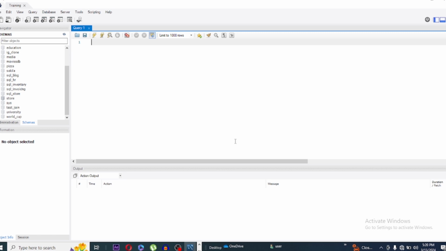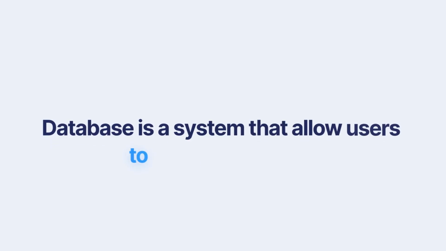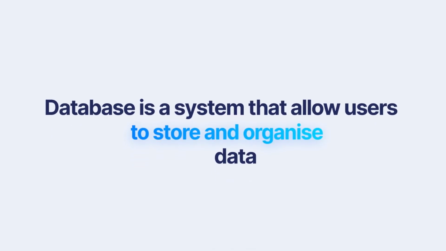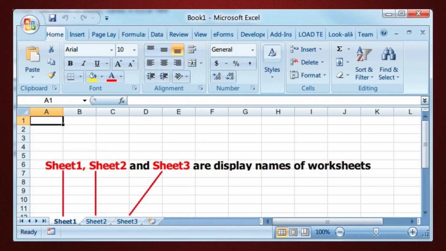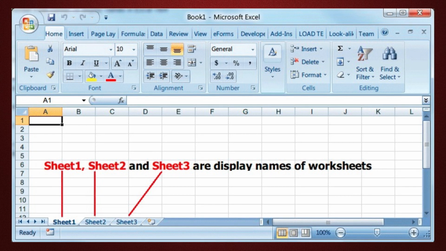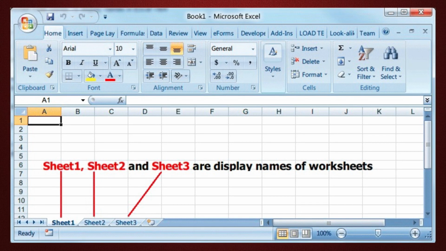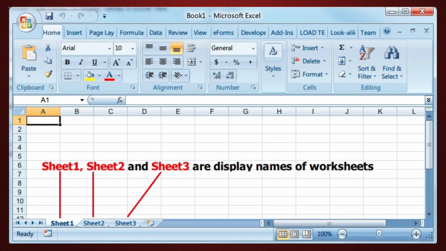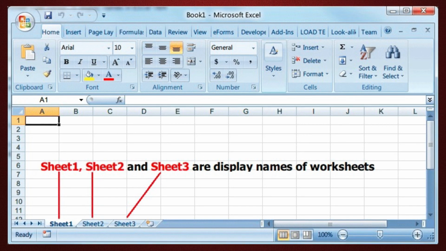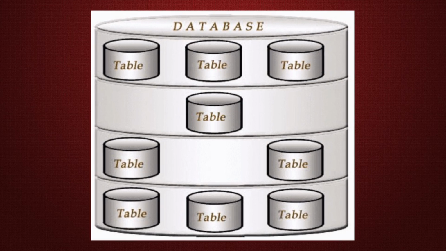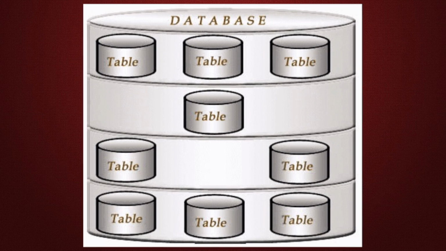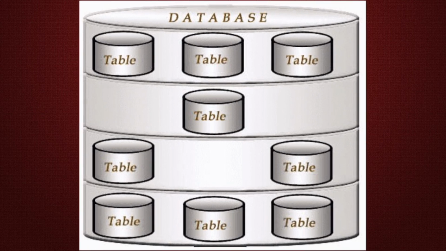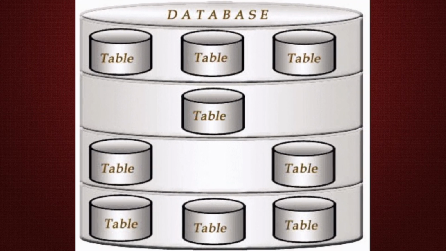I said earlier, a database is a system that allows users to store and organize data. Let me give an example. A database is like what we have in Excel, like a workbook, okay? And a workbook consists of multiple worksheets. And the worksheet in SQL is our table. The workbook is our database. So a database practically is more or less like a container, a folder, where we keep our information.